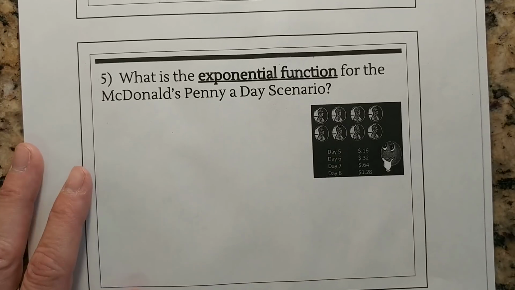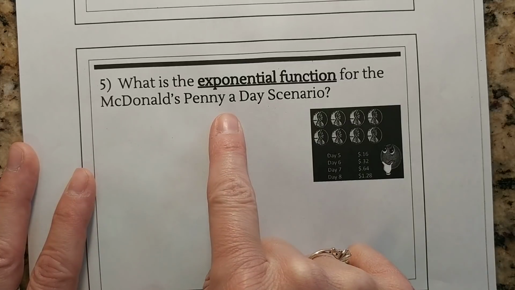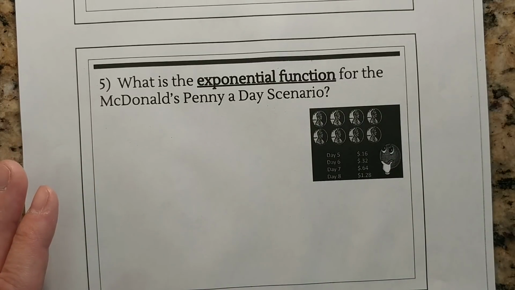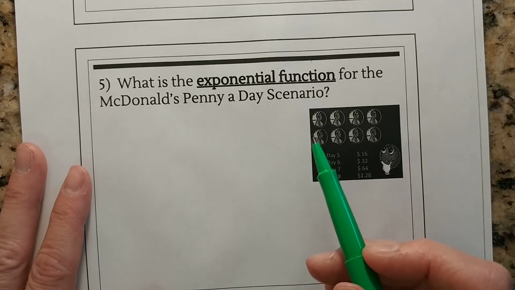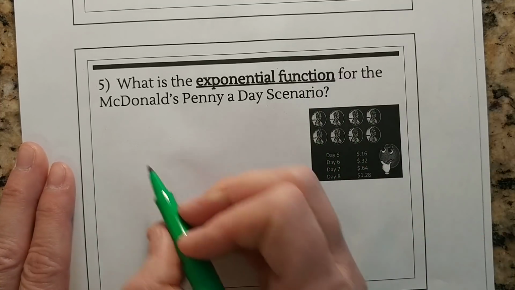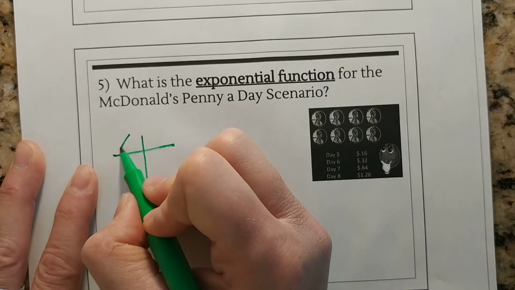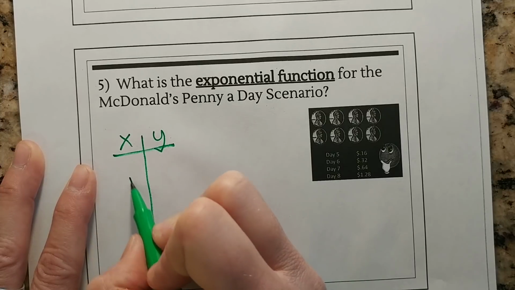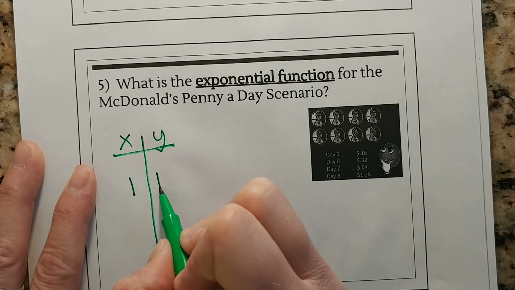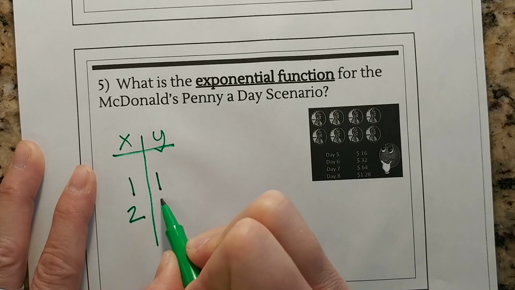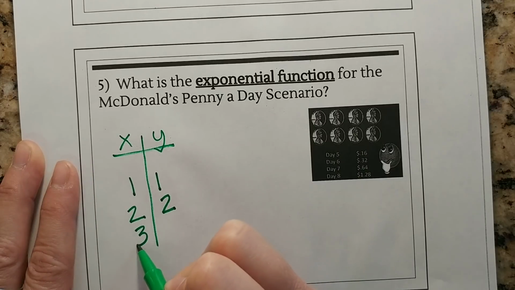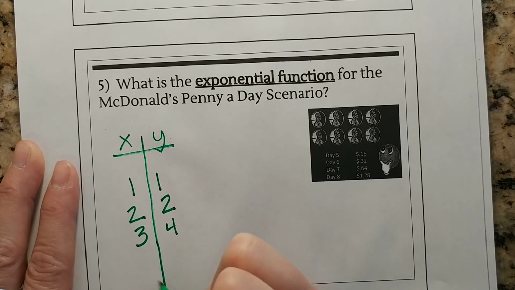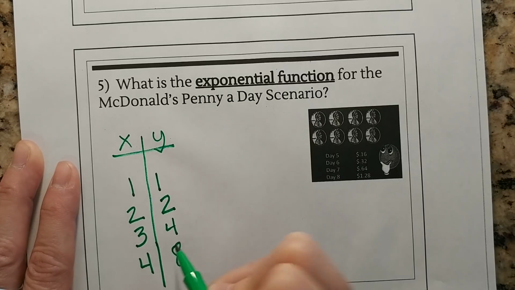Okay, in class we watched a video for the McDonald's penny a day scenario. So we're just going to see if we can use that scenario and write an exponential function. Remember, if I make a table of what's happening, on day 1, McDonald's will pay you 1 penny. On day 2, they double it and pay you 2 pennies. On day 3, they double that and pay you 4 pennies. On day 4, they double again and pay you 8 pennies.